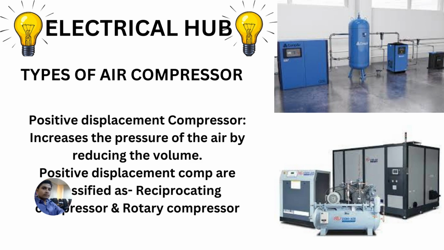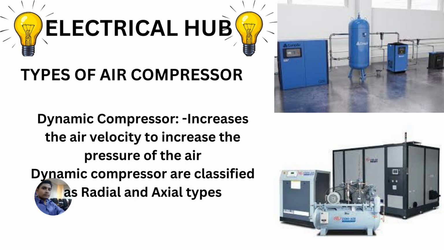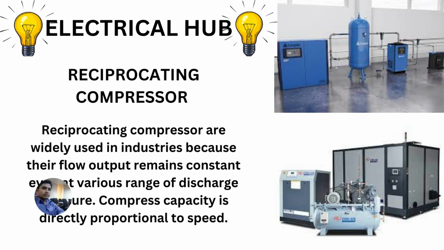The main two types of positive displacement compressor are reciprocating and rotary compressors, while the dynamic compressors increase the velocity of the air and thus increase the pressure of the air. Dynamic compressors are also of two types, radial and axial. Now let's discuss a little about the types of the positive displacement compressor. Reciprocating compressor.